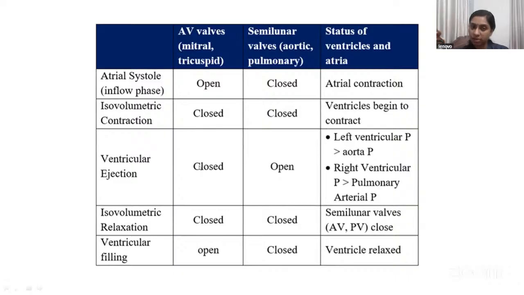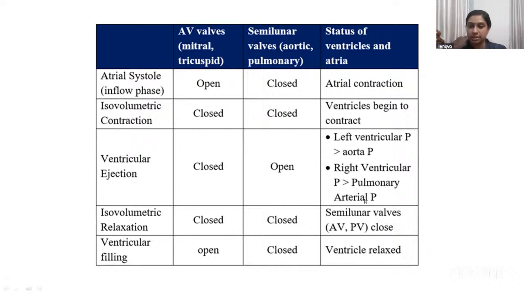The next phase is the ventricular ejection. There, the ventricular pressure is more, and hence to prevent the backflow, the AV valves are closed. Due to the pressure difference, the pressure is less in the aorta and pulmonary artery, and therefore the aortic and pulmonary valves are open and the blood is ejected. The left ventricular pressure is more than the aortic pressure, and hence the blood flows towards the least pressure side, that is towards the aorta. Also, the right ventricular pressure is more than the pulmonary arterial pressure, and hence the blood is ejected to the pulmonary artery.